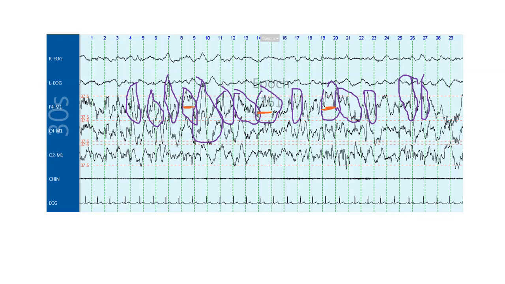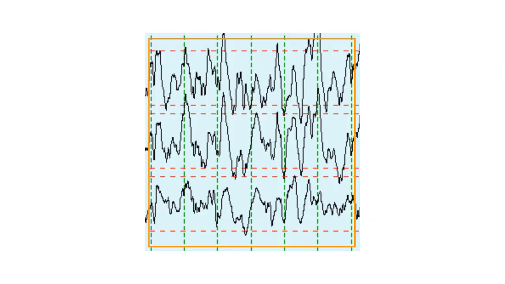So let's take a closer view of just 6 seconds of that previous slide. Now remember, this is just a 6 second snippet. In order for us to have delta waves, it needs to be 75 microvolts in height, and it needs to be a half to 2 hertz per second. So first let's identify which waves are at least 75 microvolts.